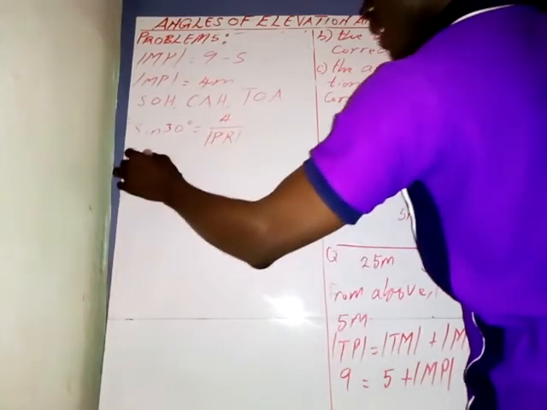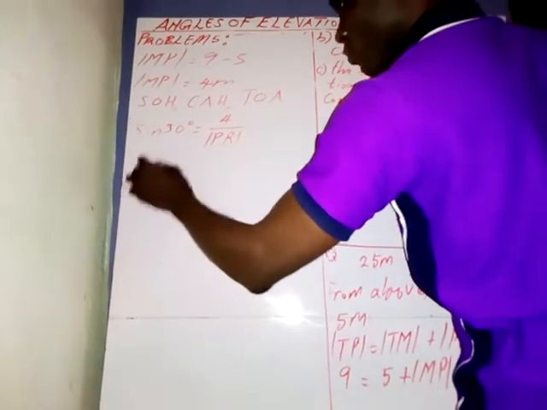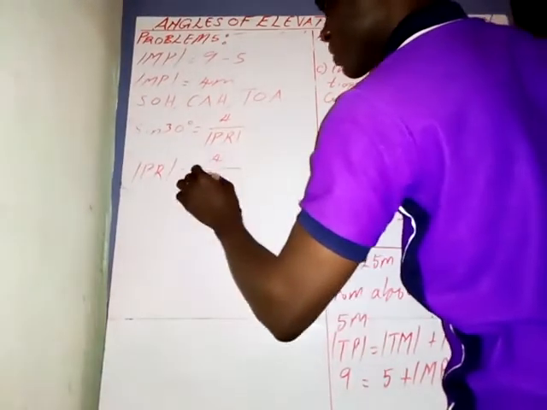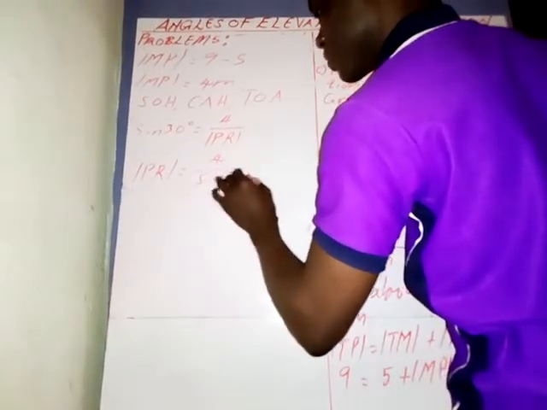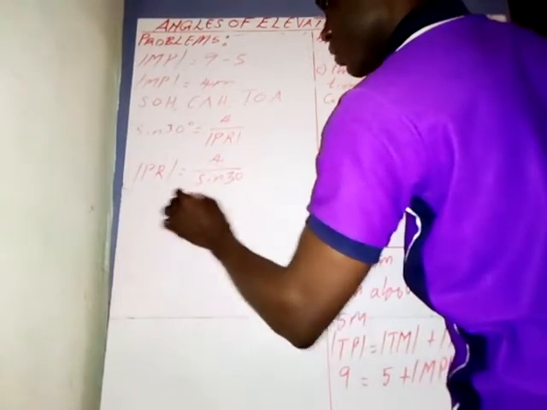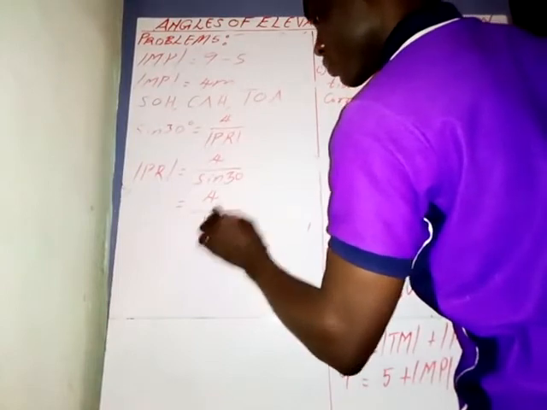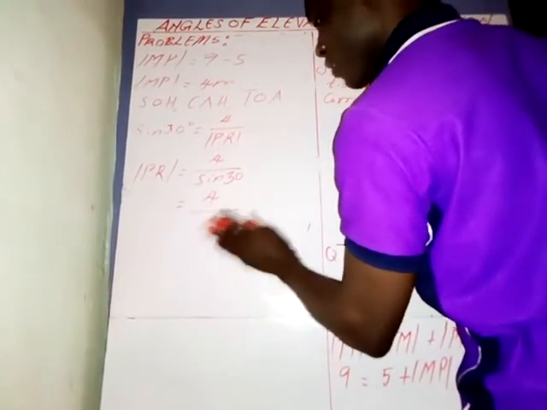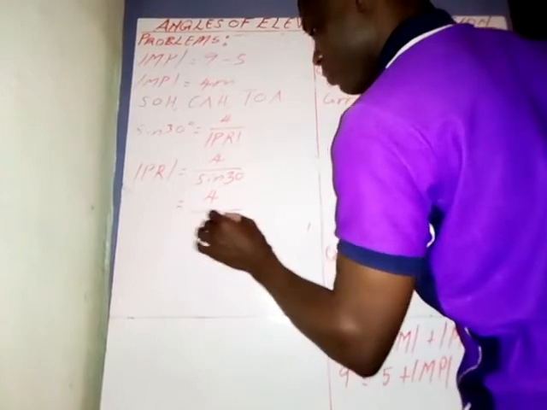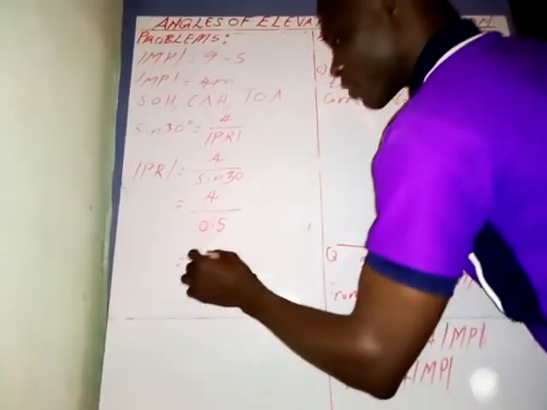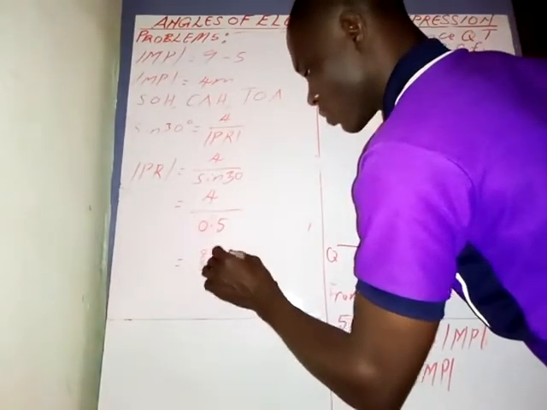So we can still write this in this form. We have PR equal to 4 over sine 30 degrees. So this is now equal to 4 over sine 30, which is 1 over 2, that is half, or 0.5. Let me write that 0.5. And 4 divided by 0.5 will give us 8, so 8 meters.